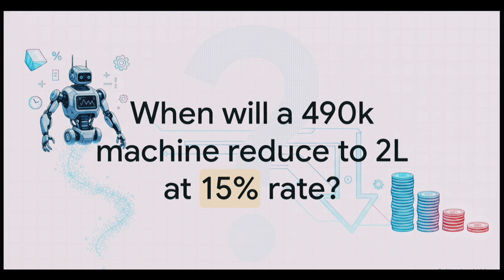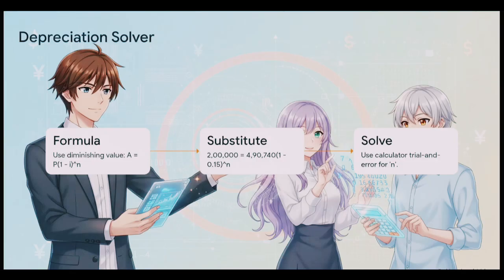Notice what's happening here. This question tests our grasp on compound interest, but we are effectively running the engine in reverse. Here is our final finishing move. Step 1, write down the diminishing value formula. A equals P times (1 minus i) to the power of n. Step 2, substitute. Our target amount A is 200,000. Our principal P is 4,90,740. Our rate i is 0.15. So 200,000 equals 4,90,740 times 0.85 to the power of n.